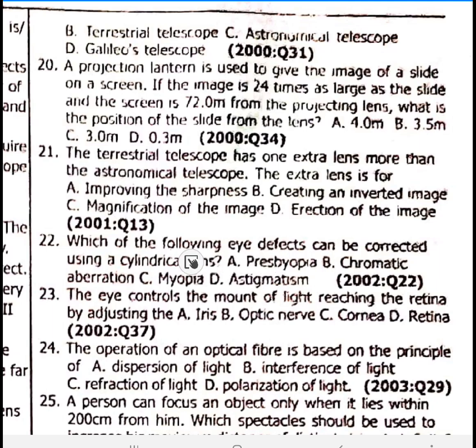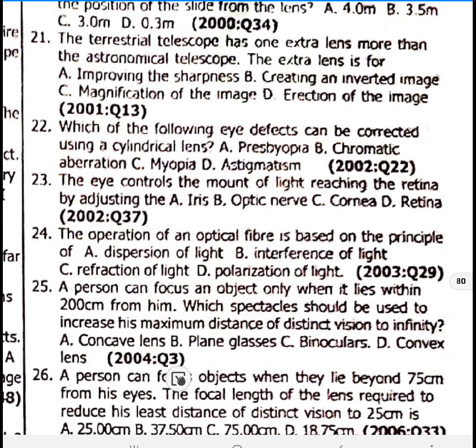22. Which of the following eye defects can be corrected using a cylindrical lens? Astigmatism, option D. And also want you to jot this down. Astigmatism arises from uneven surface of the cornea, and the patient has difficulty seeing horizontal lines. 23. The eye controls the amount of light reaching the retina by adjusting the iris, option A.